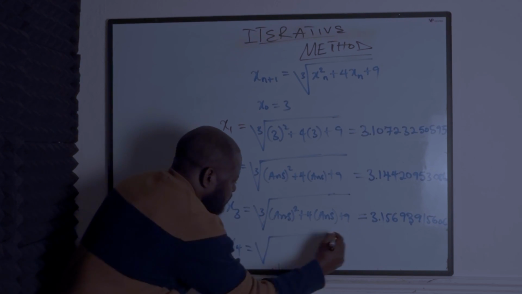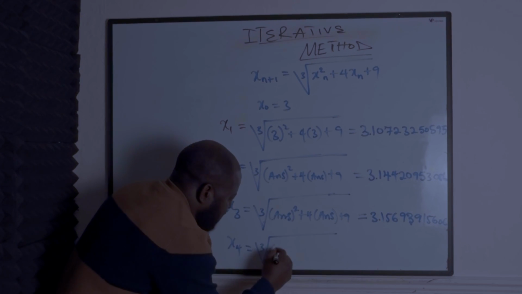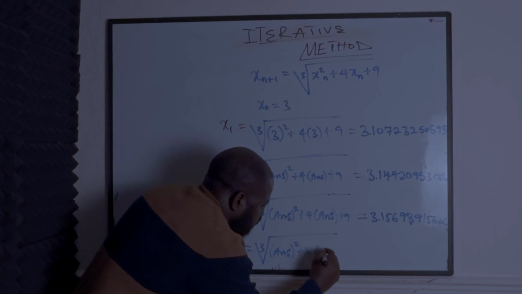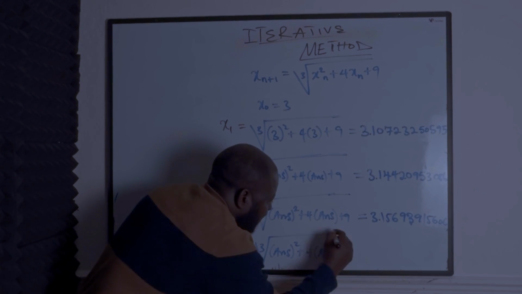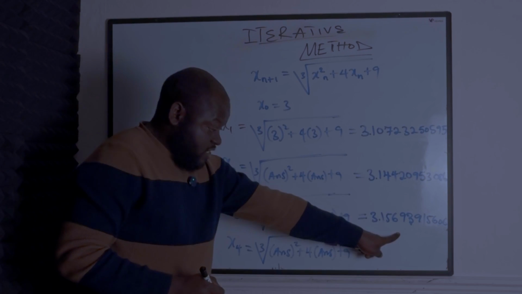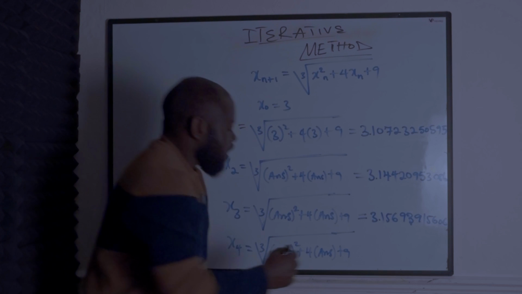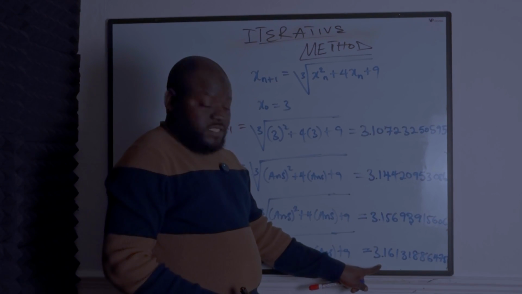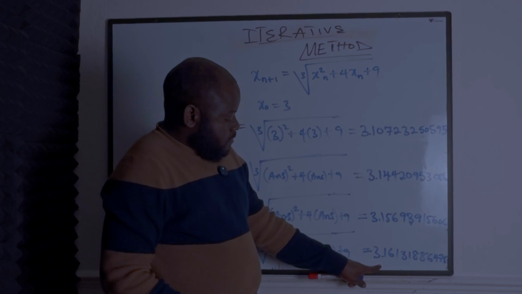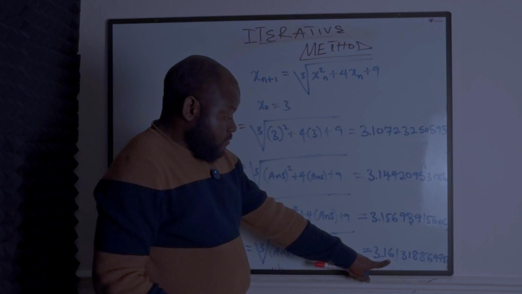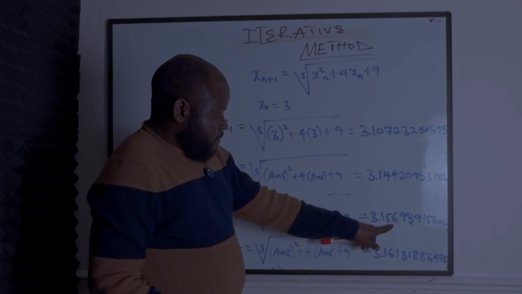So x4 is going to be the cube root of answer square plus 4 into answer plus 9. So which answer are we talking about? This one, not this one. This one now is what you're going to put here. And your result is going to be, if I round this one up to 2 decimal places, is it going to be the same thing as this? Yes, it will. Because this one is going to become 6.